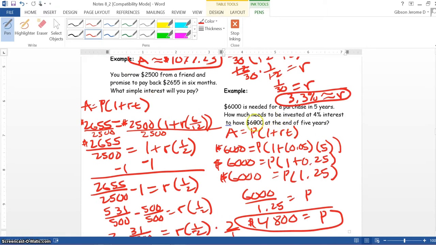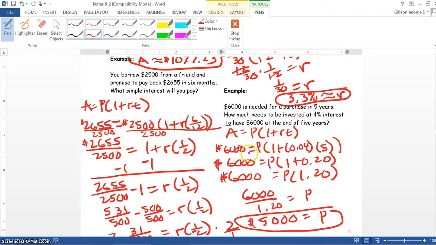Now we come to the next problem. It says $6,000 is needed for a purchase in 5 years. How much needs to be invested at 4% interest to have $6,000 at the end of 5 years? So we have our formula here. A equals P times 1 plus RT.